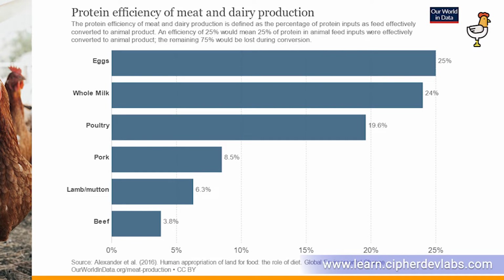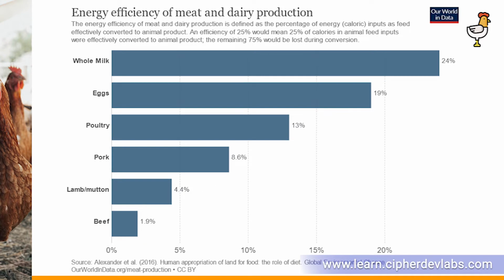Moving on, let's talk about the protein efficiency of meat and dairy production. On top, we have eggs with 25% protein efficiency. Next, we have whole milk with 24% protein efficiency. Then there's poultry with 19.6%, then pork with 8.5% efficiency. And next we have lamb and mutton with 6.3% and beef with 3.8%.